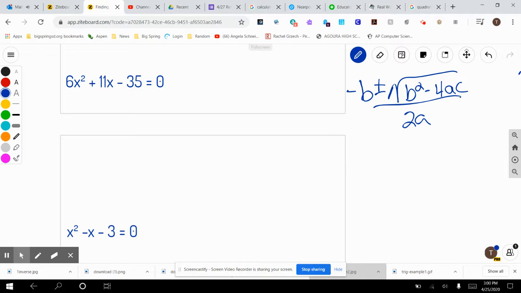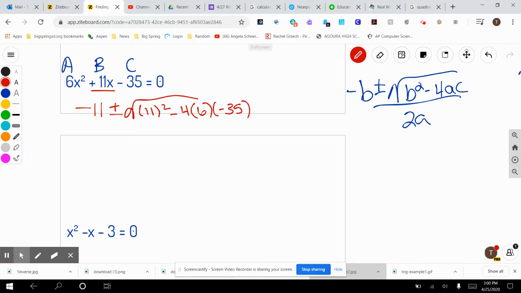So what we do is we first label our a, our b, our c. Now you can see here a is 6. We don't have a way to factor that right now. So we start to plug things in. Okay, so b is positive 11. So the opposite of b would be negative 11 plus or minus the square root of 11 squared minus 4 times a, which is 6, times c, which is negative 35, all over 2 times a, which was 6.